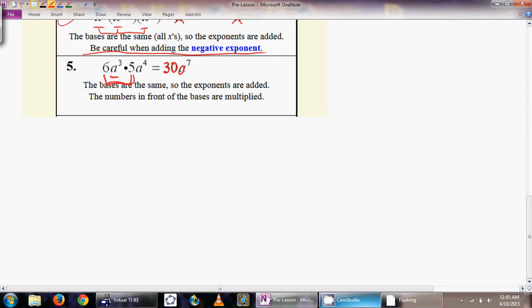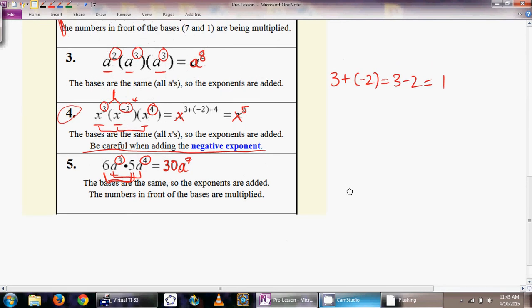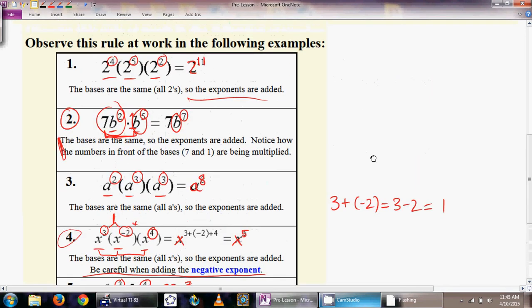To figure out what a is being raised to, we keep the base and add our exponents. 3 plus 4 is 7, and that's where we're getting 30a to the 7th. So knowing how to add exponents when you have like bases will be quite important with the lesson.